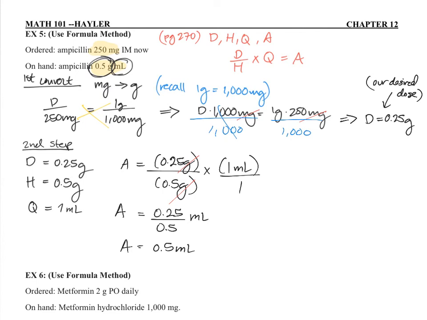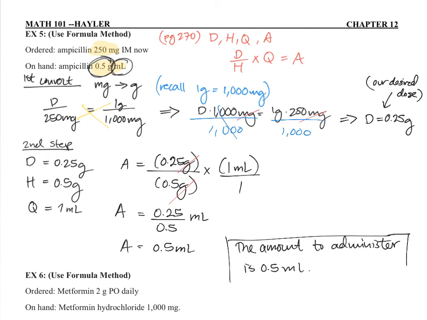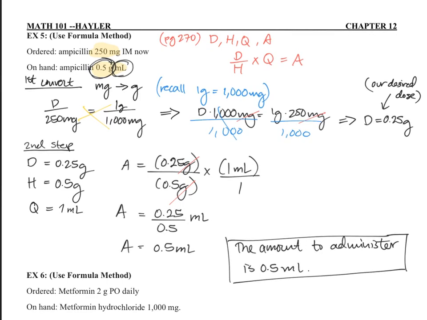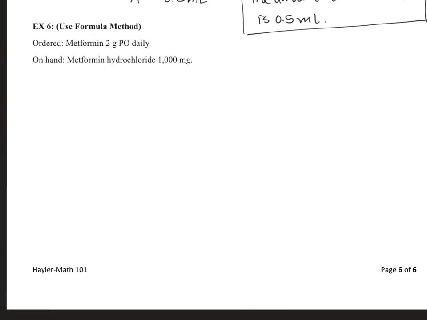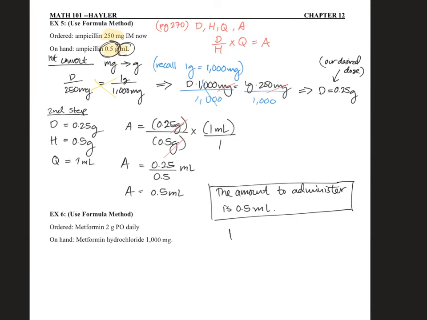Alright, so there we go. The amount to administer is 0.5 milliliters. So the formula method's kind of nice. Let's go ahead and use the formula method another time. And to recall, the formula is D over H times Q equals A.